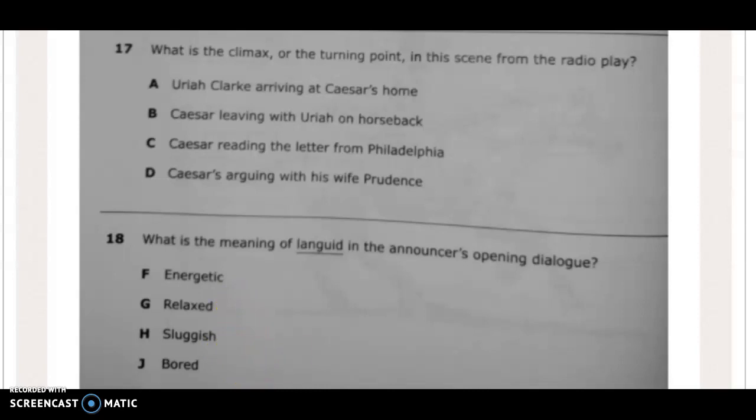Remember to always use your tools. Use your dictionary, whether it be an online dictionary or the dictionaries that we have here in class. You will be allowed to use your dictionary for STAR as well. Okay?